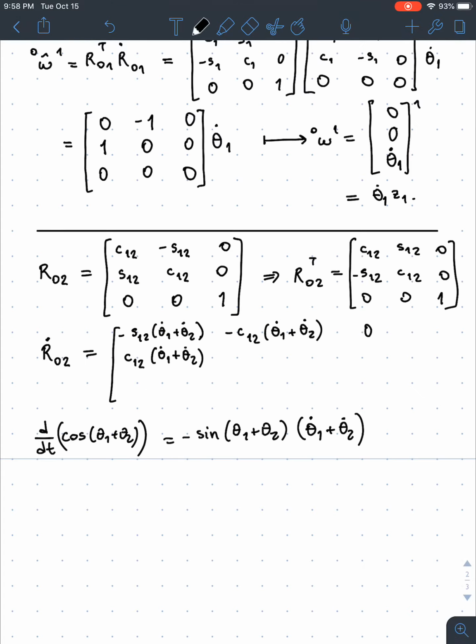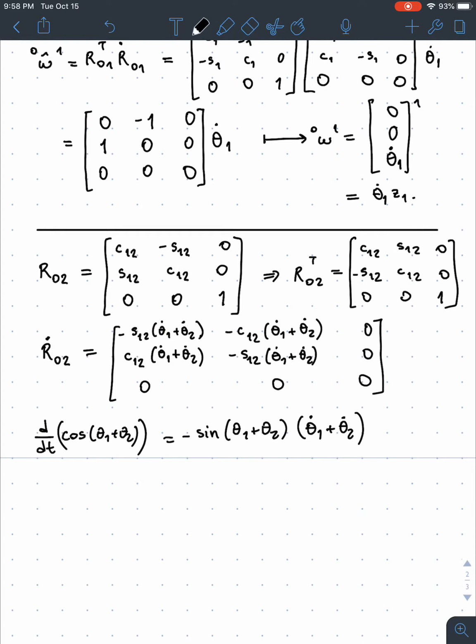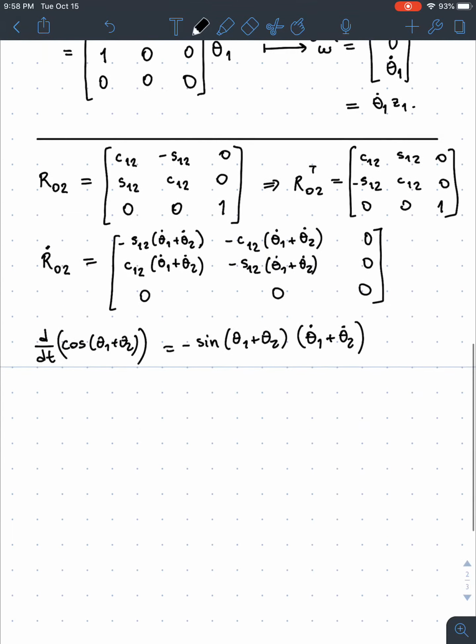And the derivative of cosine theta 1 plus theta 2 again is negative sine theta 1 plus theta 2 times theta 1 dot plus theta 2 dot. And the derivatives of zeros are zeros, and the derivative of 1 is 0. So you can see where theta 1 dot plus theta 2 dot is going to come from here. You can already see that.